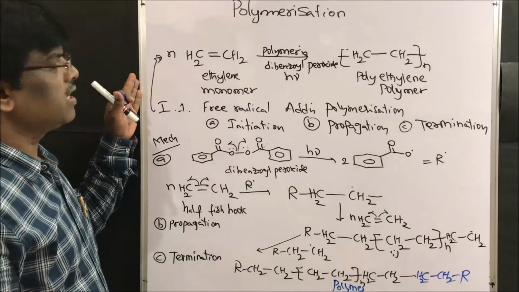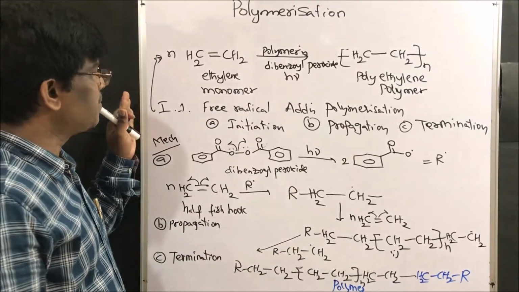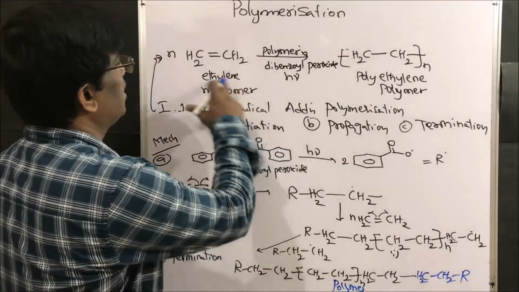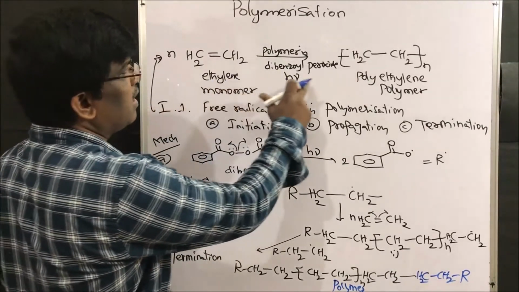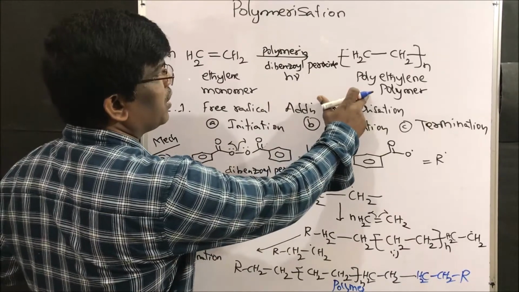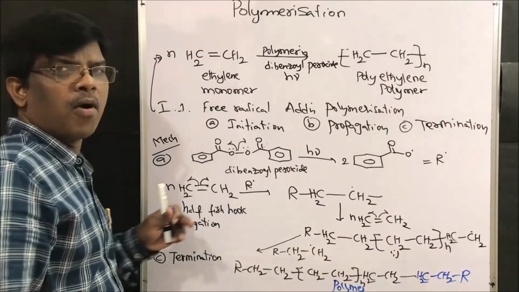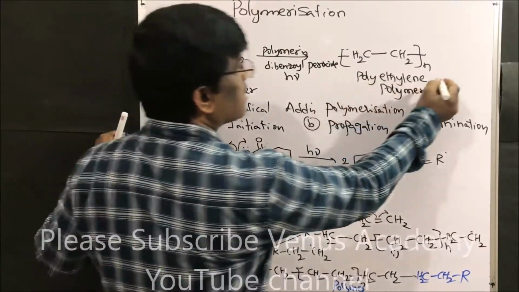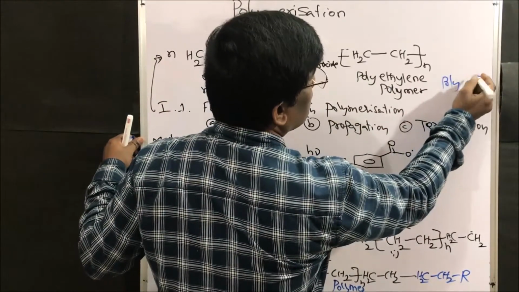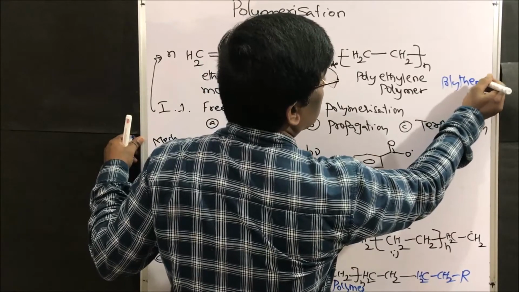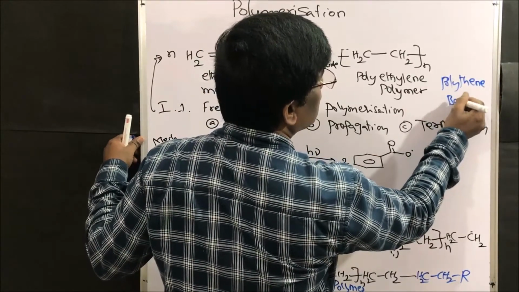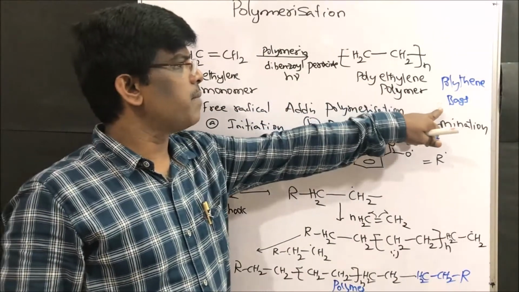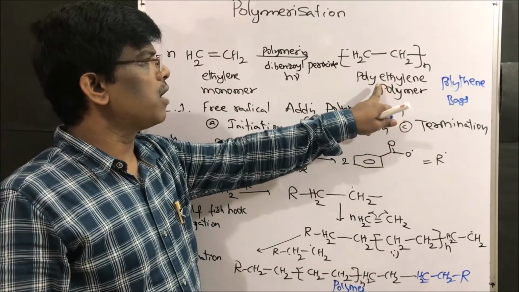In polymerization, there are two major types. Under addition polymerization, there is free radical addition polymerization. An example is ethylene. Upon polymerization, we get polyethylene. What is polyethylene? Polythene bags, which we commonly use. These polythene bags are prepared from this polymer, polyethylene.